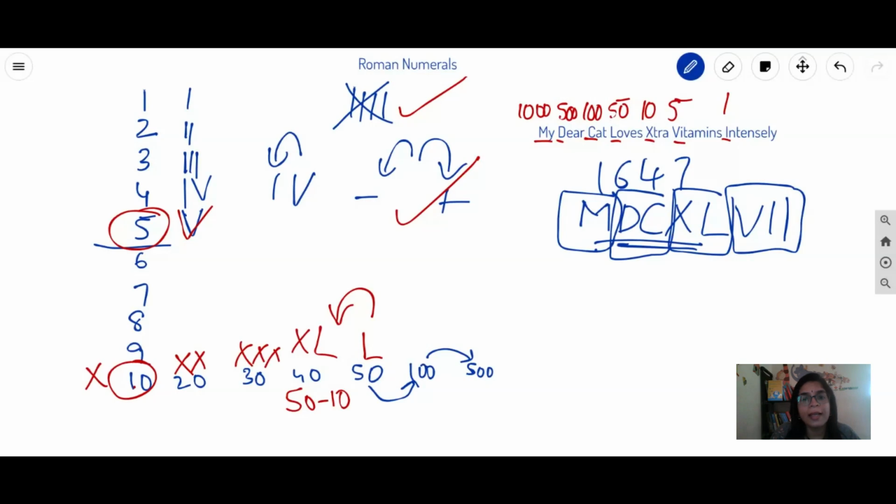Everything new is going to be difficult, but as and when you understand the rules of the game, you will know how to win the game. I'm sure just by remembering these three things, the first rule, the second rule, and this acronym, you are going to practice and master this game of writing any number in Roman numerals.